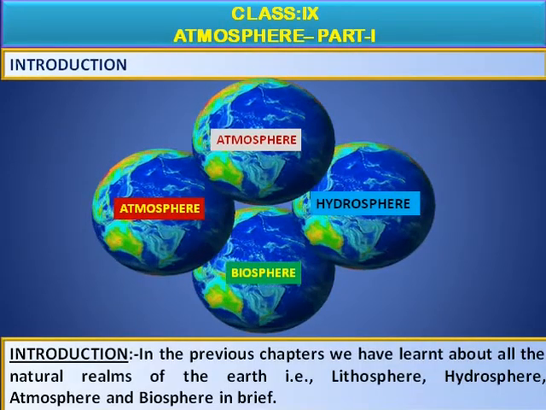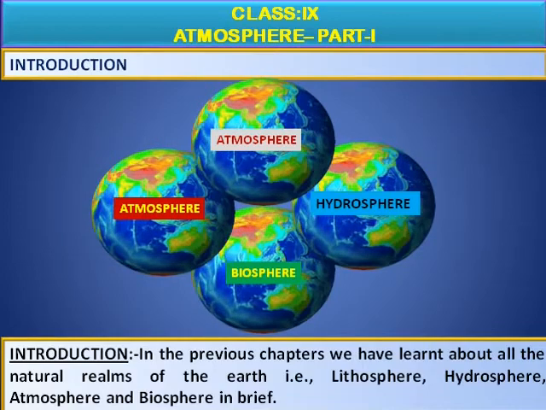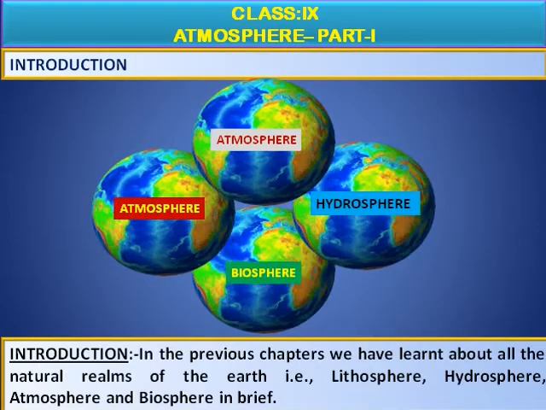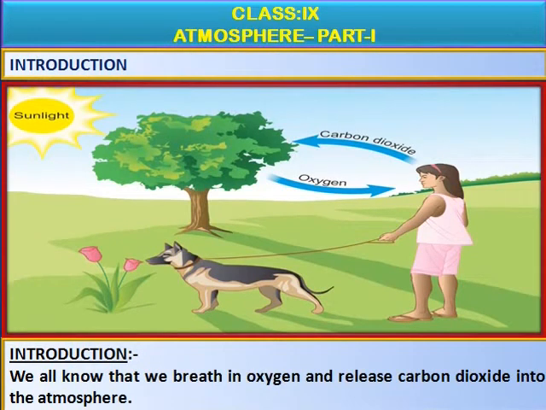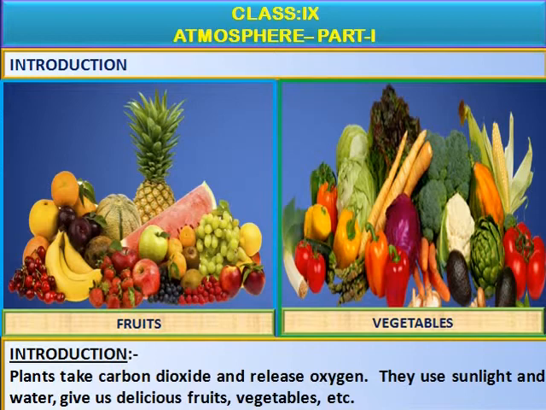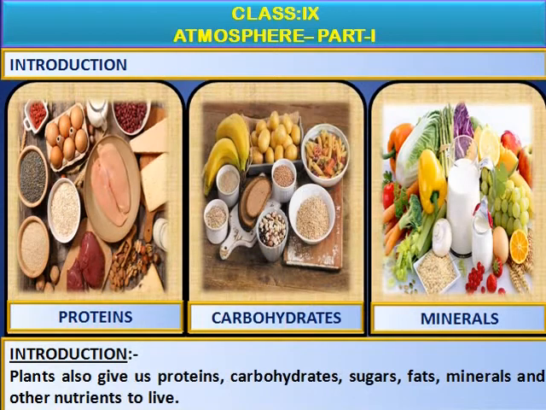In the previous chapters, we have learned about all the natural realms of the earth, that is, lithosphere, hydrosphere, atmosphere, and biosphere in brief. We all know that we breathe in oxygen and release carbon dioxide into the atmosphere. Plants take carbon dioxide and release oxygen. They use sunlight and water, and give us delicious fruits, vegetables, etc. Plants also give us proteins, carbohydrates, sugar, fats, minerals, and other nutrients to live.